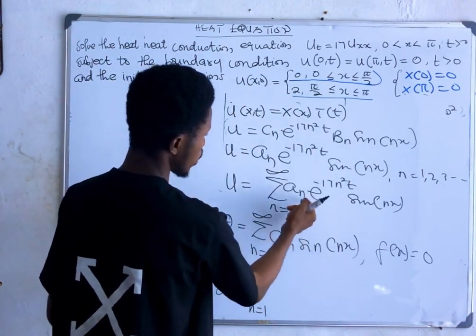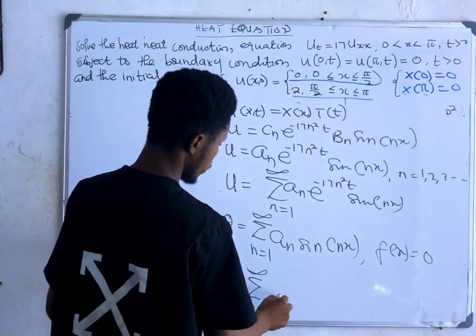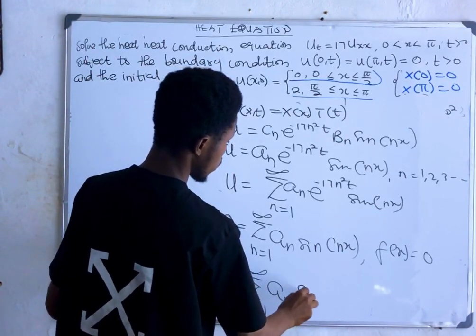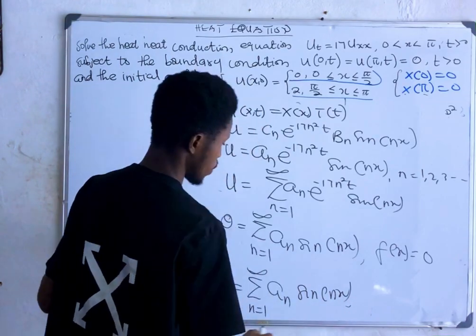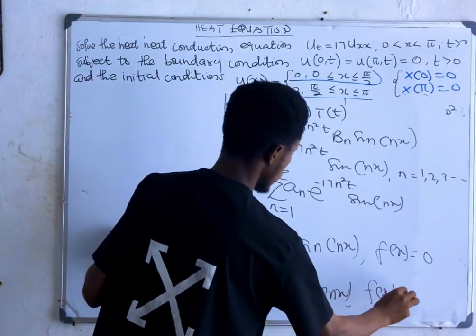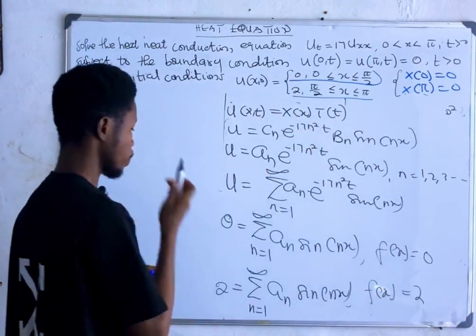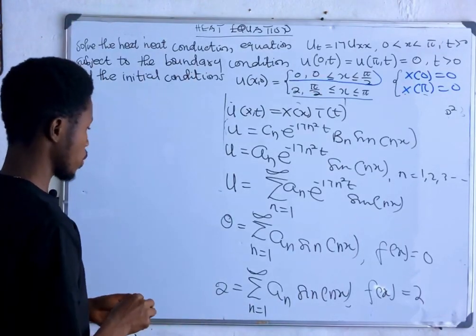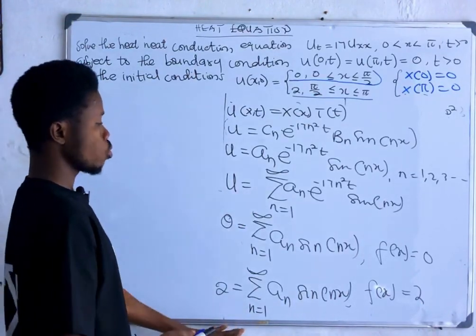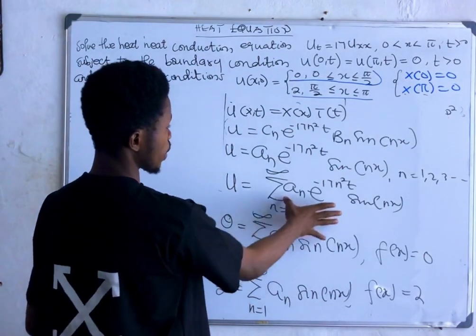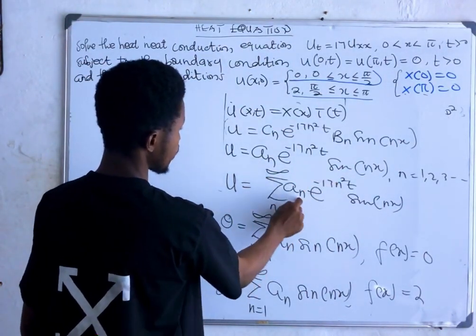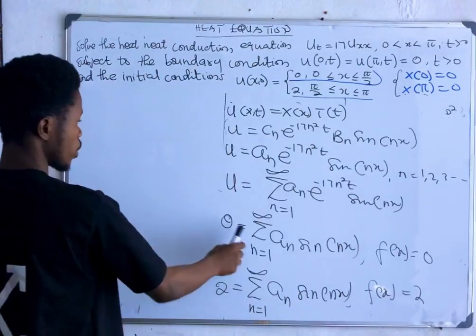So everything here will go to 1, leaving a_n sine nx. And I'm saying that here f at x will be equal to 2. So if you are going to solve these two, then that becomes our final answer. Whatever we get for a_n, you come and substitute it here.